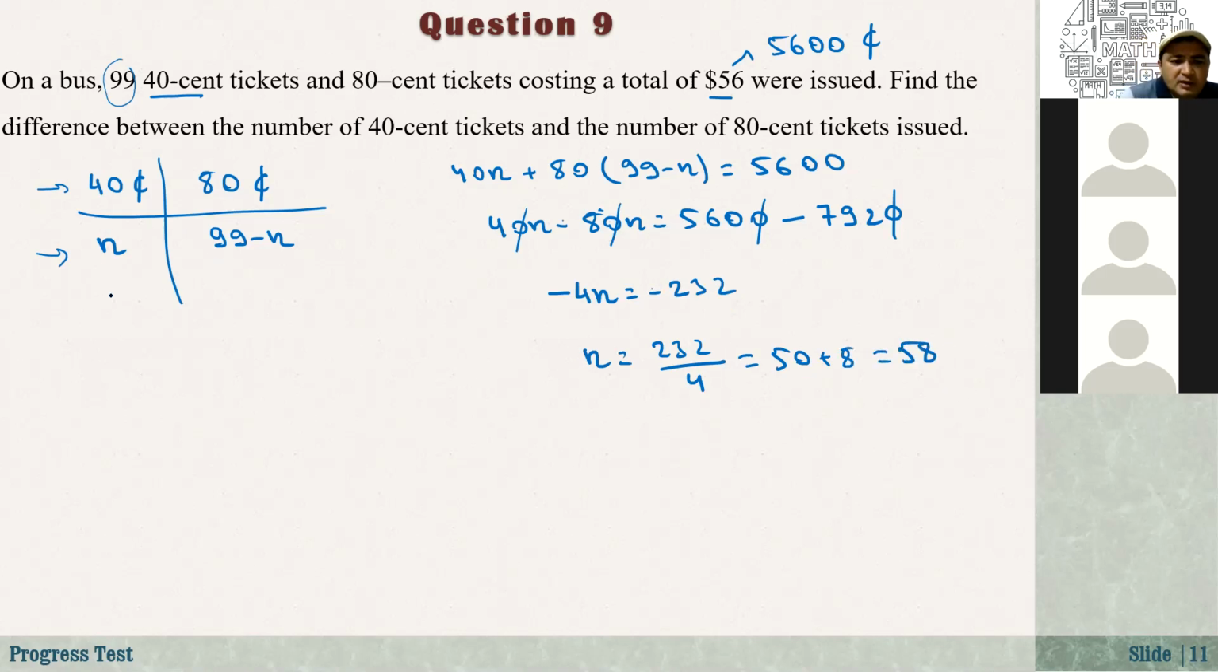So how many 40-cent tickets did we issue? 58. And how about 80-cent tickets? That is 99 minus 58, which is equal to 41. And it says the difference. So the difference is 58 minus 41, which is equal to 17.